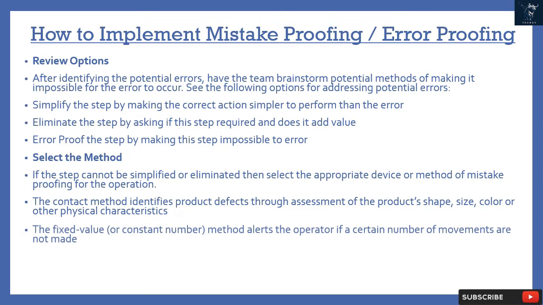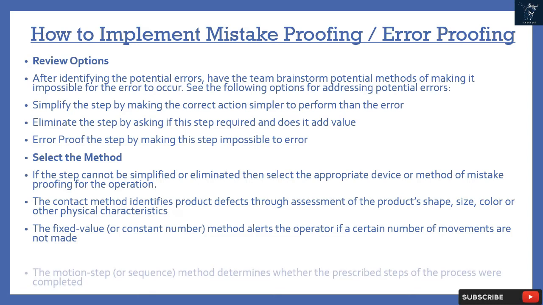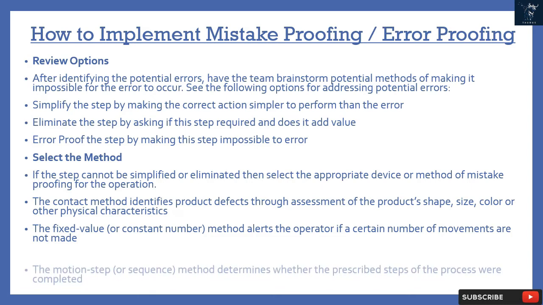Select the method. If the step cannot be simplified or eliminated, then select the appropriate device or method of mistake-proofing for the operation. The contact method identifies product defects through assessment of the product's shape, size, color, or other physical characteristics. The fixed value or constant number method alerts the operator if a certain number of movements are not made. The motion step or sequence method determines whether the prescribed steps of the process were completed.